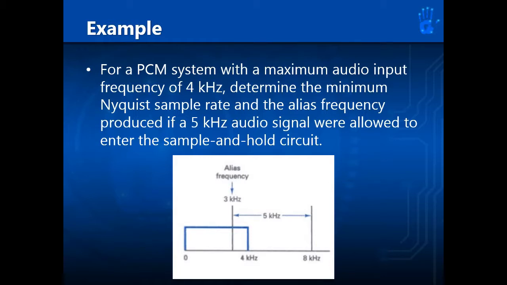Now, to get this alias frequency, we just have to subtract the Nyquist sampling rate, 8 kHz, minus the frequency of the audio signal that is above the maximum audio input frequency. In this case, it's 8 kHz minus 5 kHz. So we have 3 kHz. And as you can see in the image below, the alias frequency is at 3 kHz, meaning that another frequency would be generated due to aliasing.